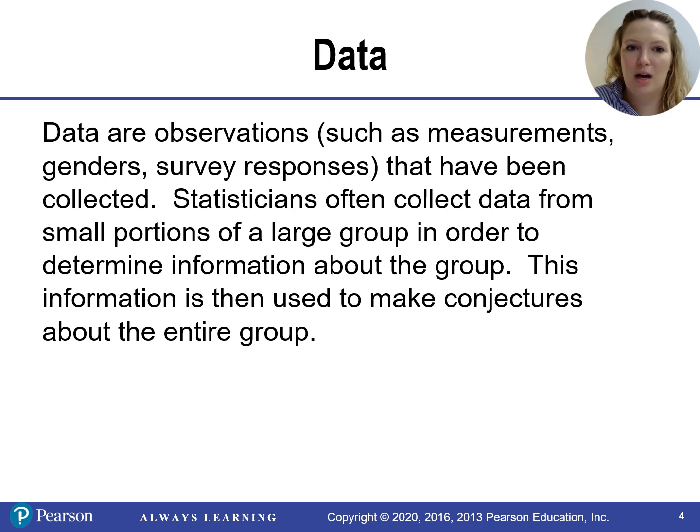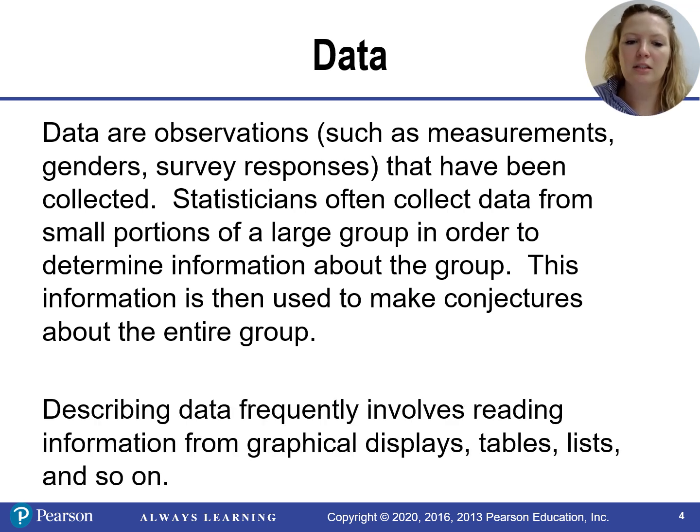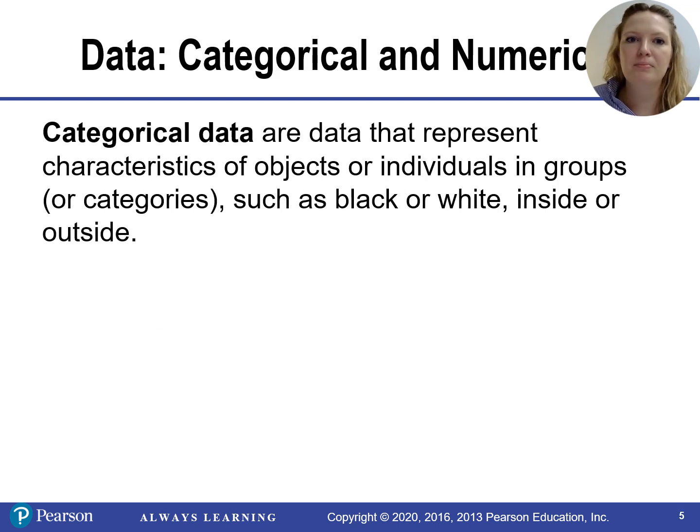Data are observations such as measurements, genders, survey responses that have been collected. Statisticians often collect data from small portions of a large group, or sample, in order to determine information about the group or about the population. This information is used to make conjectures about the entire group. Describing data frequently involves reading information from graphical displays, tables, lists, and so forth.